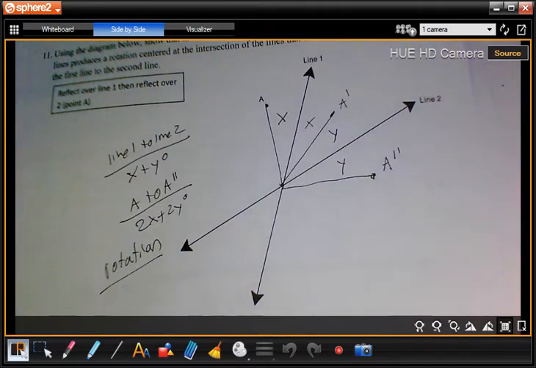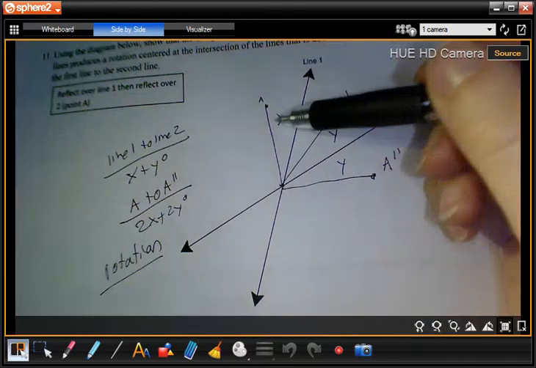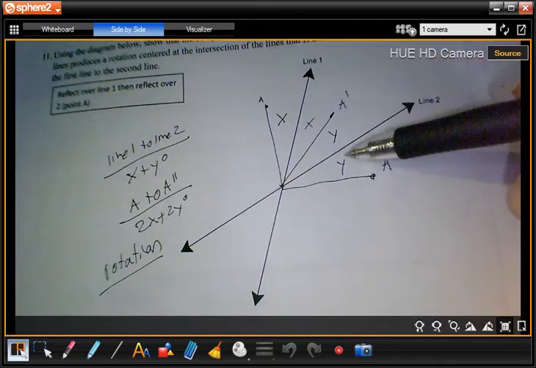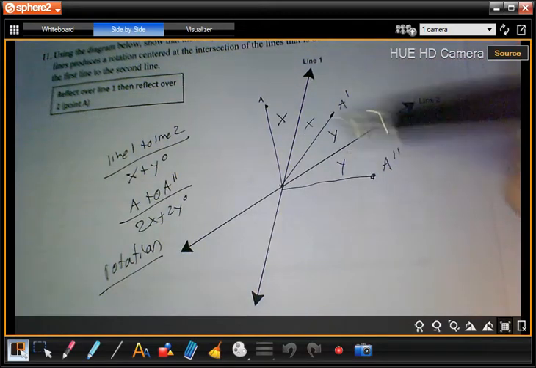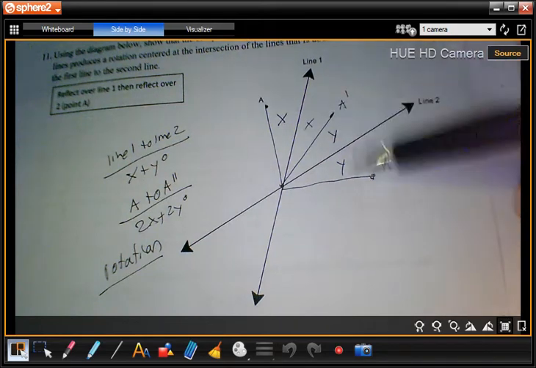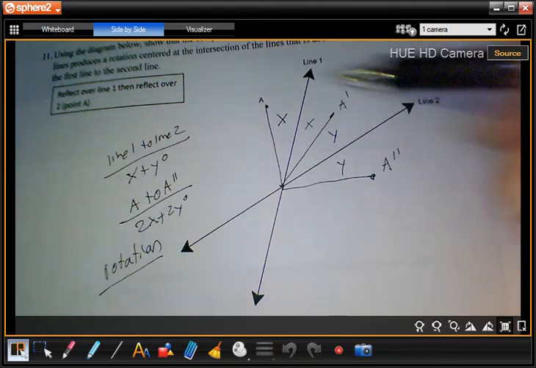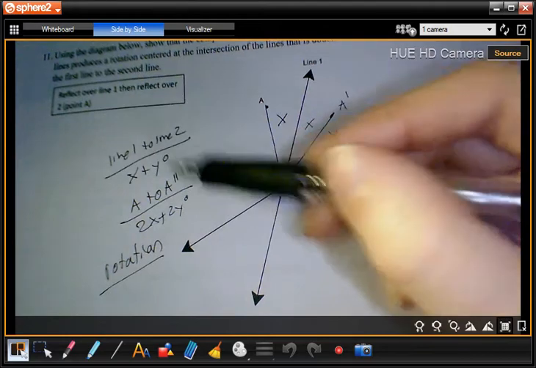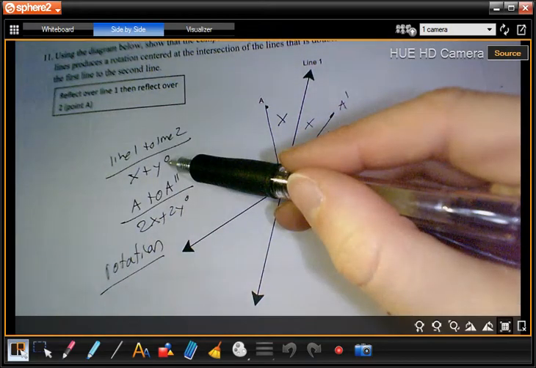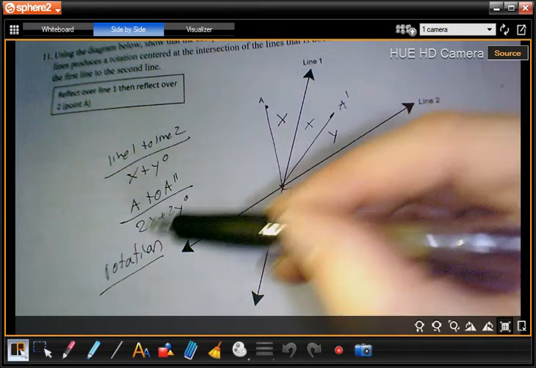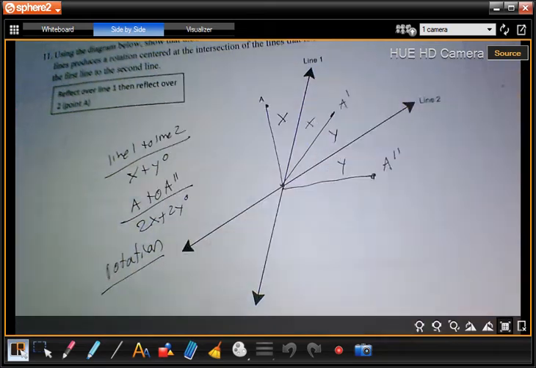When we reflect over parallel lines, we get a translation. When we reflect over two intersecting lines, we get a rotation. Remember, you need to have X, X, Y, Y, those listed. It doesn't have to be those letters specifically, but it needs to be the same on each side of reflection. You need to have A image, A double image. Line 1 to line 2 is X plus Y degrees. A to A double prime is 2X plus 2Y degrees, and then it's a rotation. You need to have all those parts to get full credit.